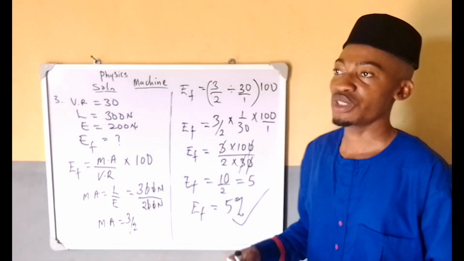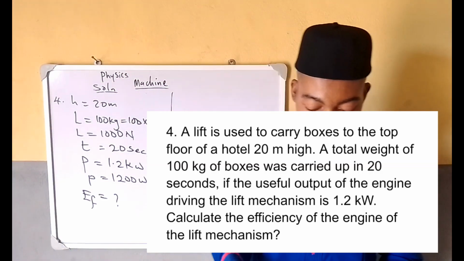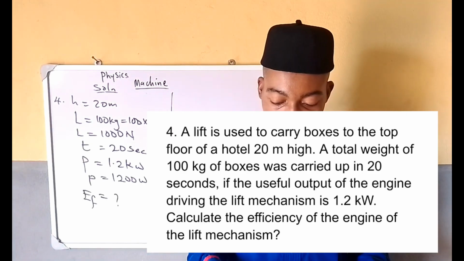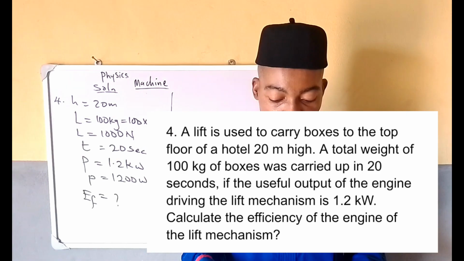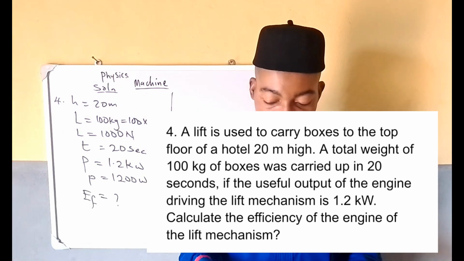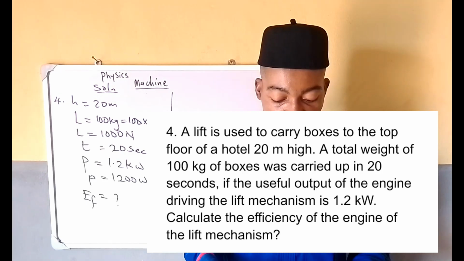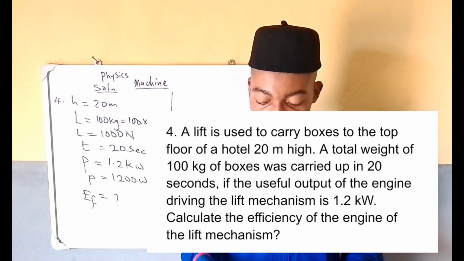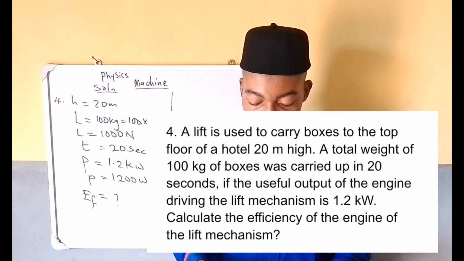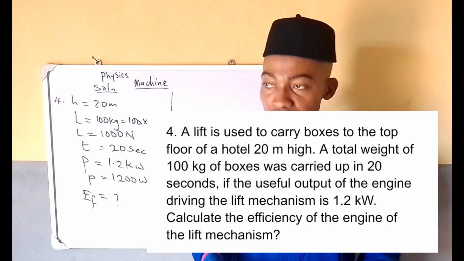We'll go over to the next question, question number 4. Question 4 has popped up on the screen, so join me as I read the question. The question says, a lift is used to carry boxes to the top floor of a hotel, 20 meters high. A total weight of 100 kg of boxes was carried up in 20 seconds. If the useful output of the engine driving the lift mechanism is 1.2 kilowatts, calculate the efficiency of the engine of the lift mechanism.